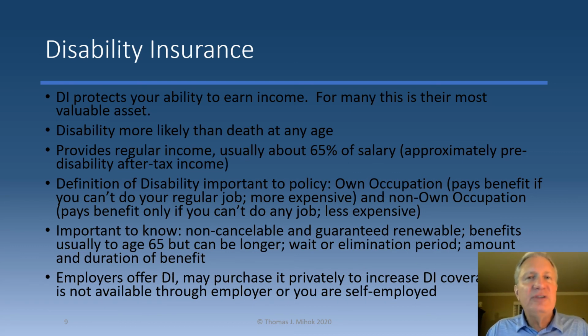The definition of disability is very important. Own occupation pays a benefit if you can't do your regular job. It's generally more expensive. And a non-own occupation definition pays a benefit only if you can't do any job. It's less expensive. Doctors and attorneys do own occupation, meaning if I can't do surgery but I could teach, I'm going to make less money, so I earn a benefit.